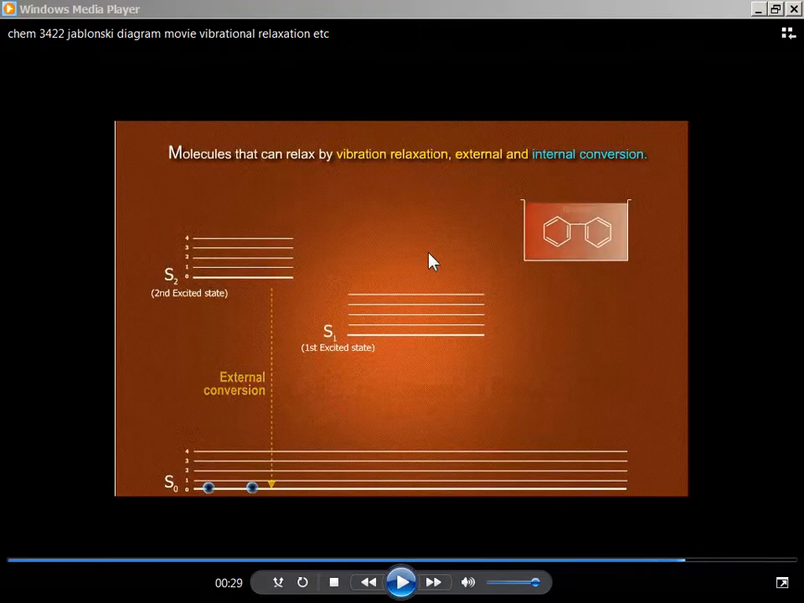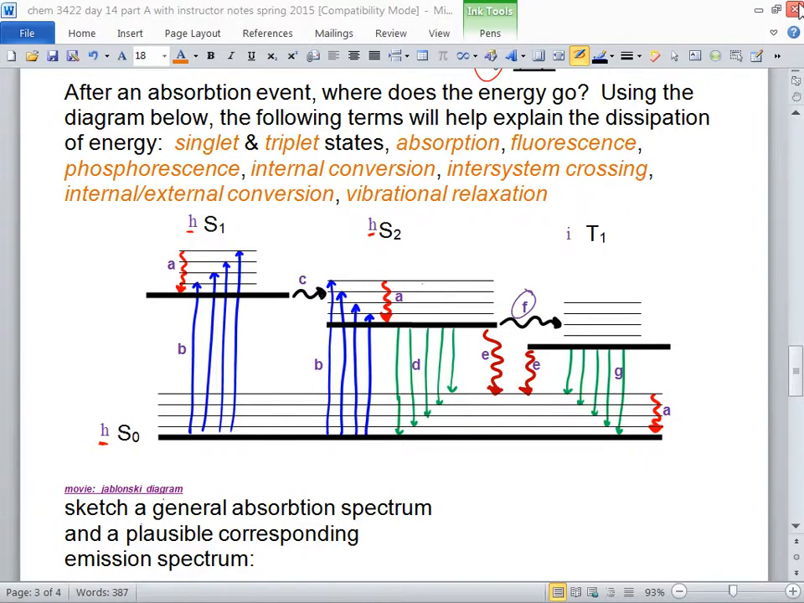So internal conversion was this way, right? Let's jump over here. But it can't happen, so external conversion happened, they called it. Okay, so what happens if they are lined up? Then you get internal conversion, C. So the states have to be lined up, if they're in the same singlet state. But if one's a singlet and one's a triplet, and they have to be lined up again, they call it intersystem crossing.